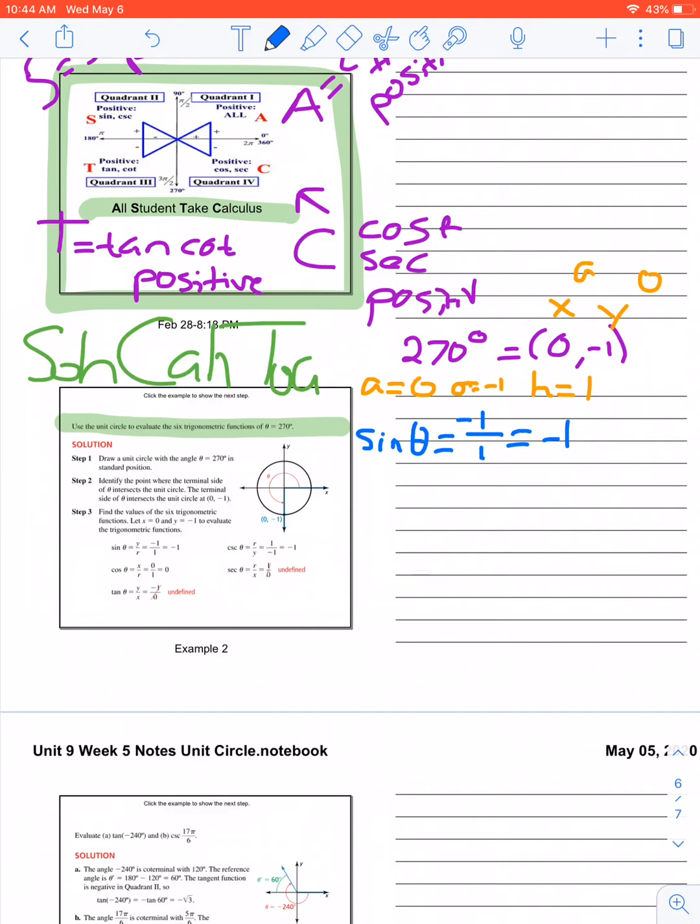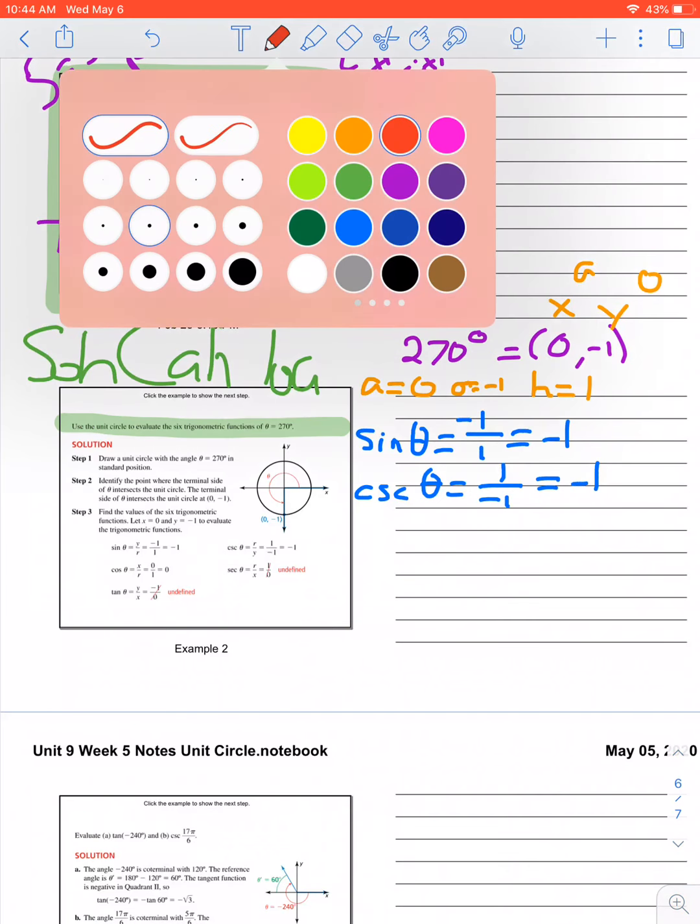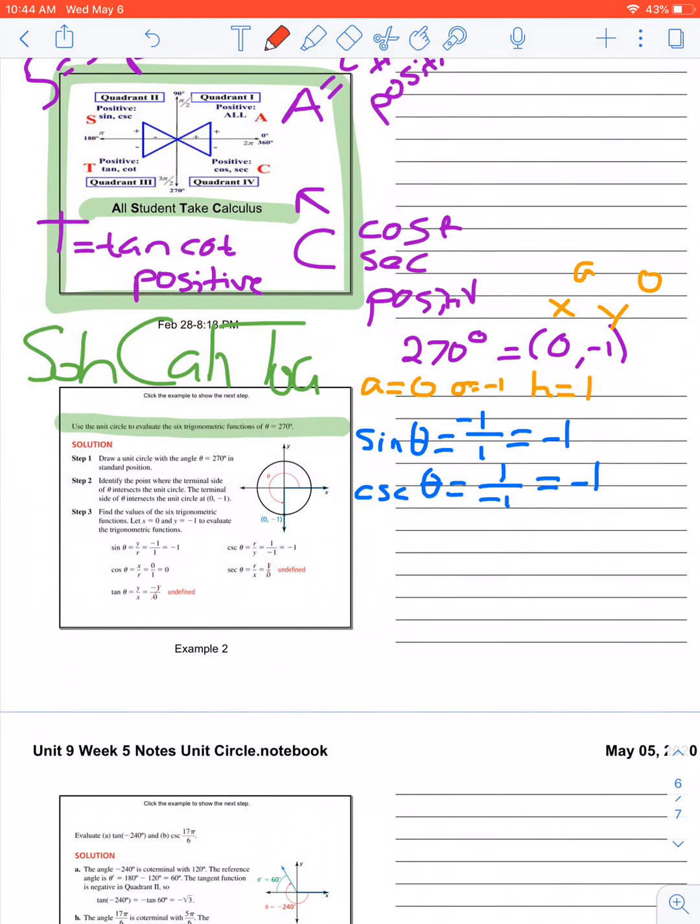So I'm going to do cosecant next, because that goes with sine. And all I'm going to do is flip it. So I get 1 over -1, which is -1. So sine and cosecant are both -1. Now I'm going to do cosine. Cosine is adjacent, 0, over my hypotenuse, which is 1, which is 0.